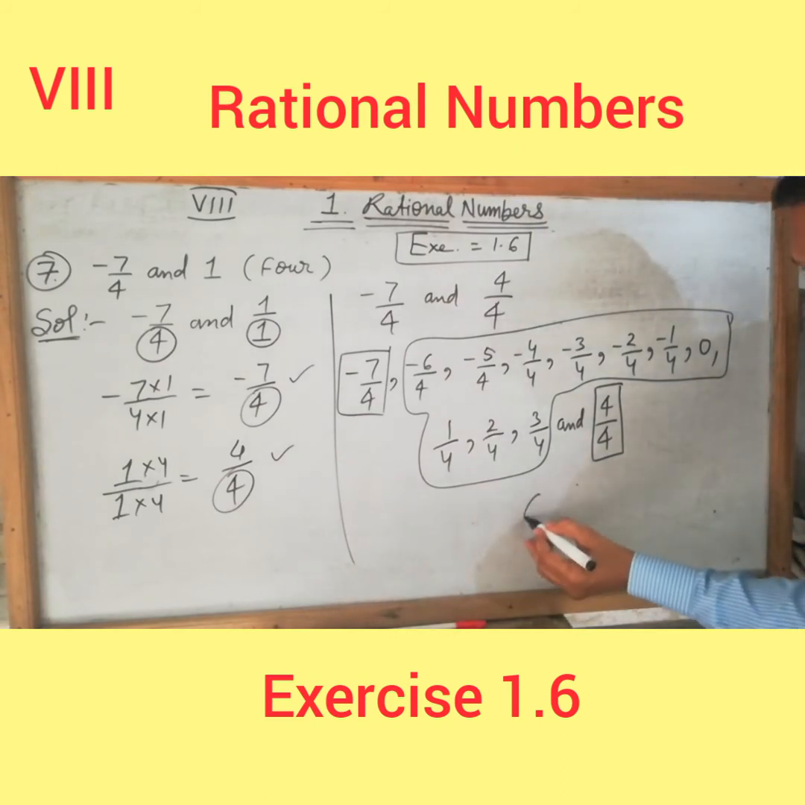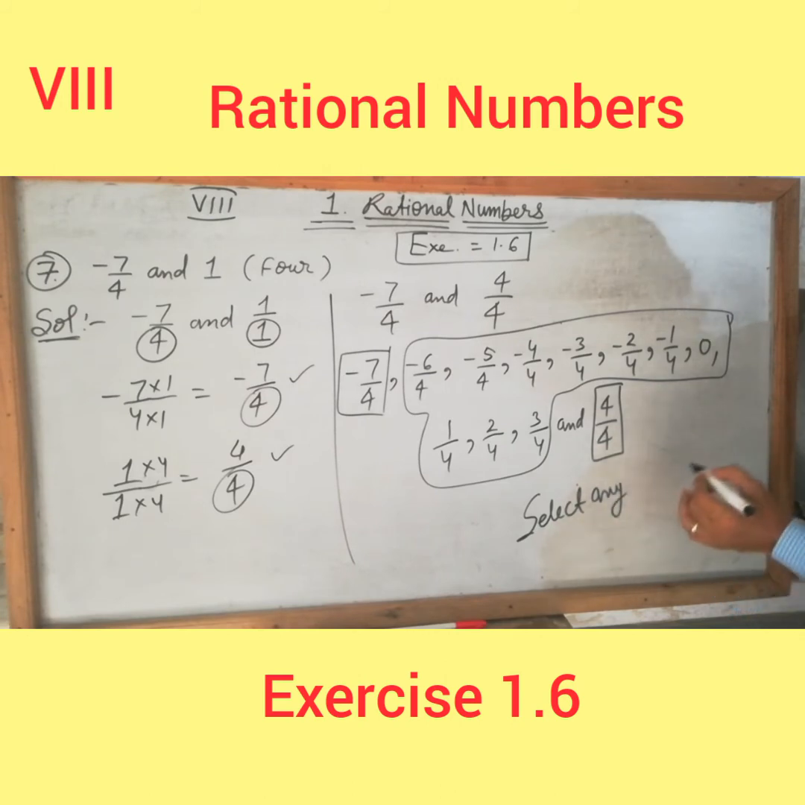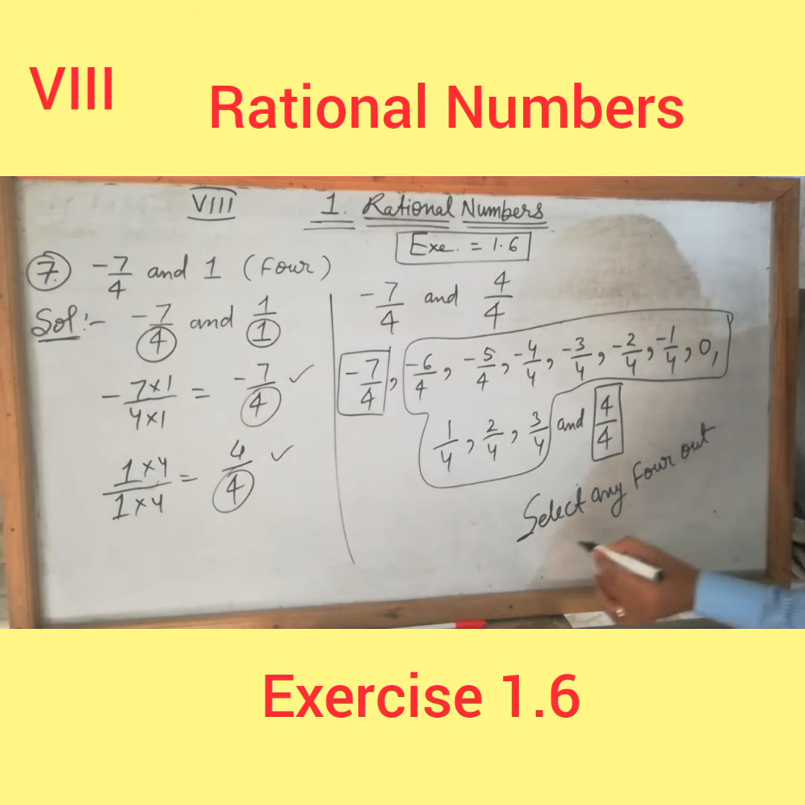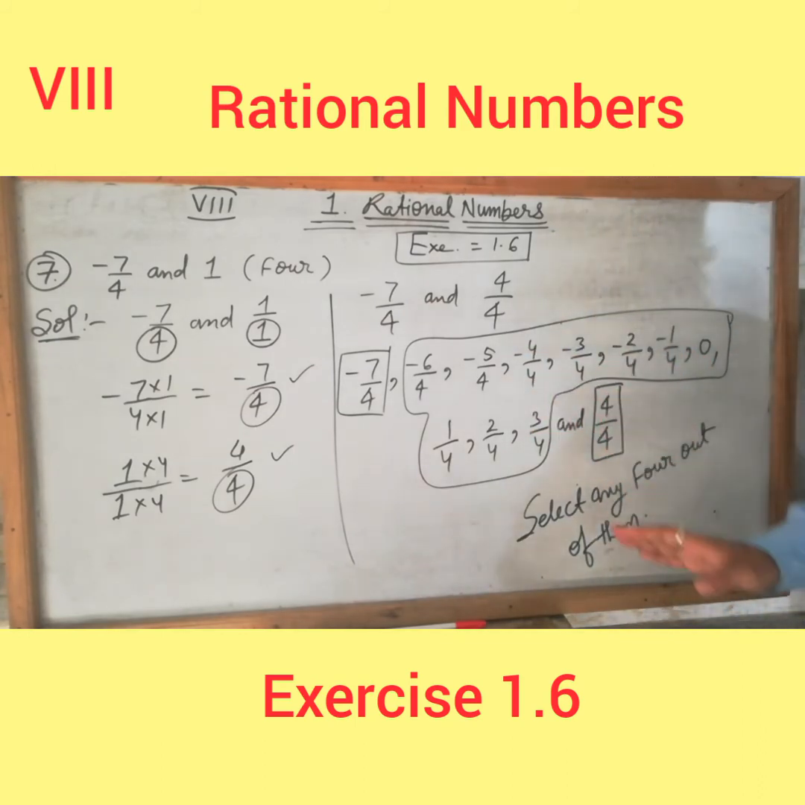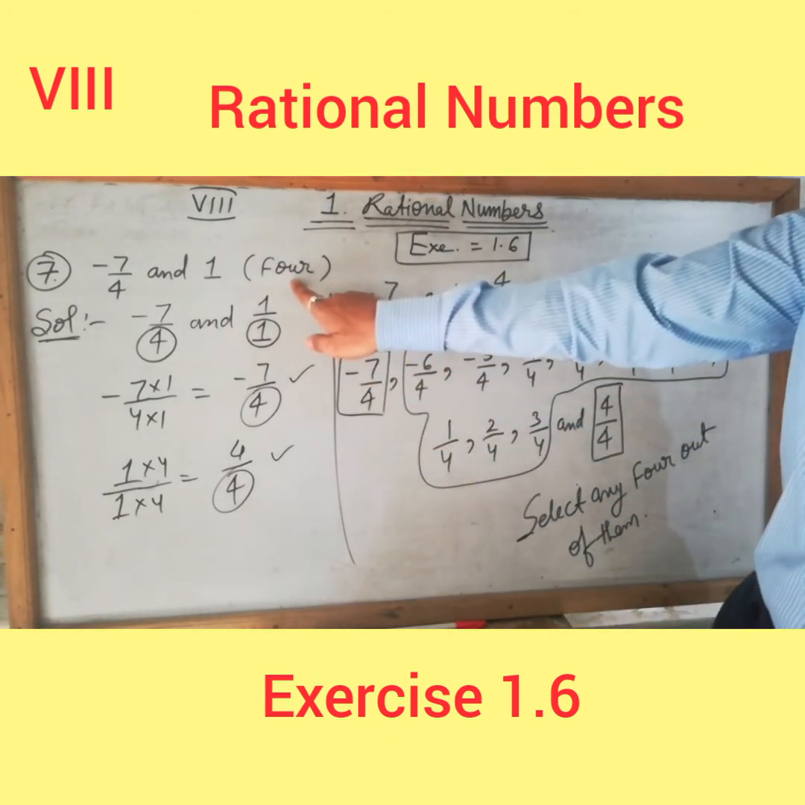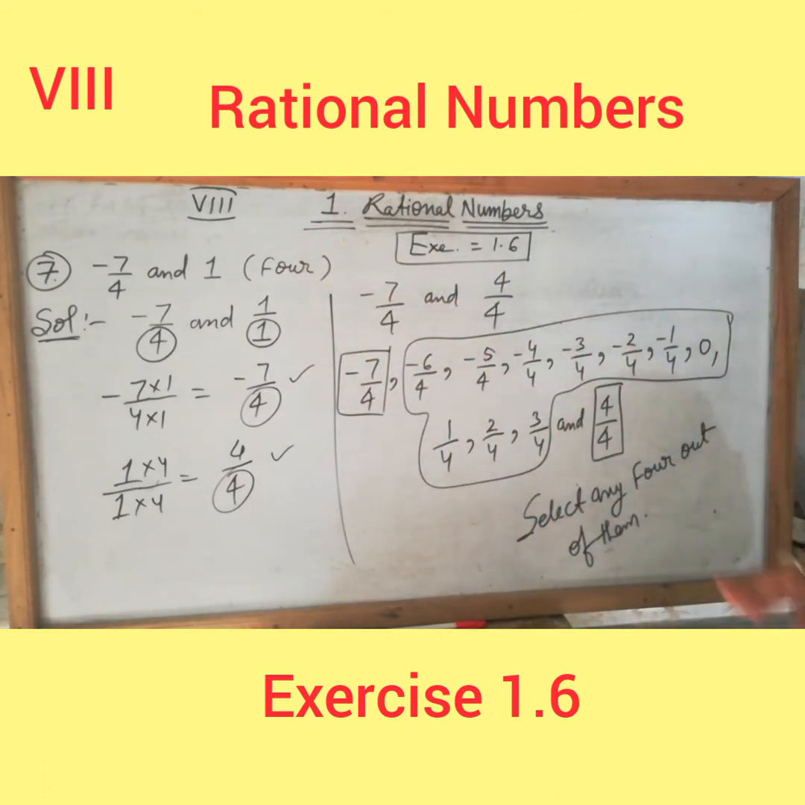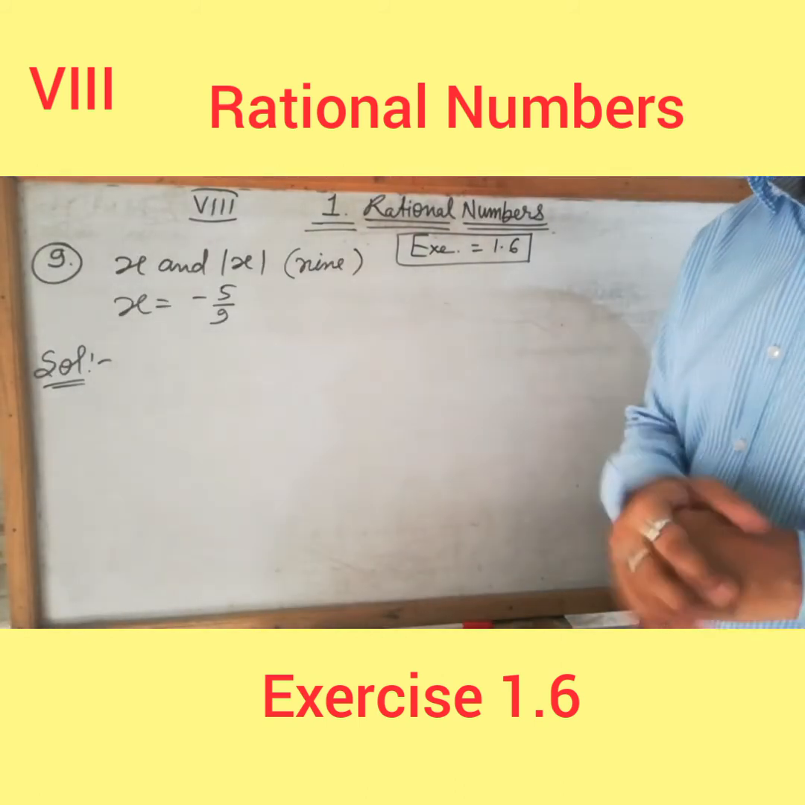Now select any 4 out of them. You can select any 4 rational numbers out of them, because you have to find out any 4 rational numbers. Okay, so these are the answer. Okay, we are moving to question number 9.